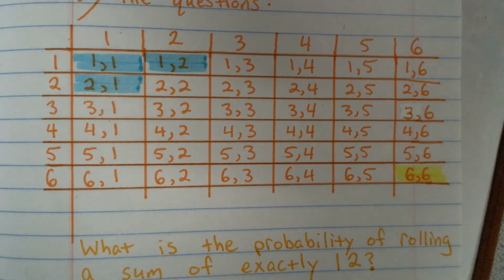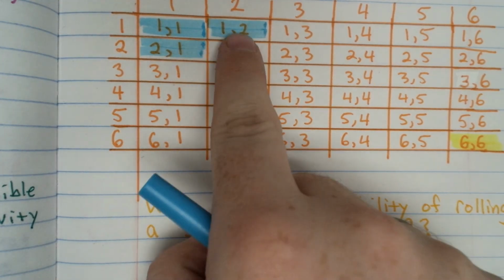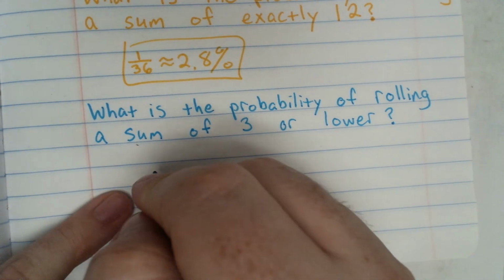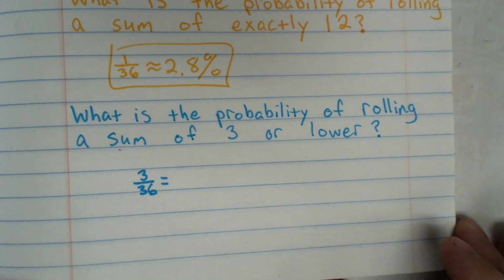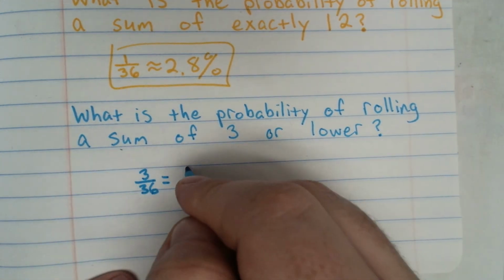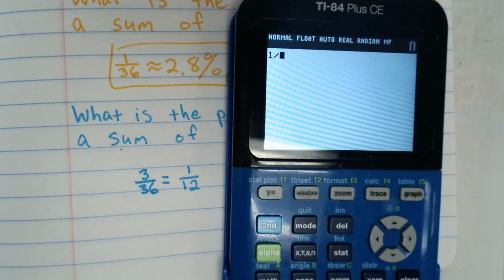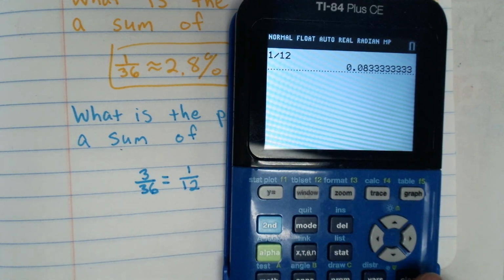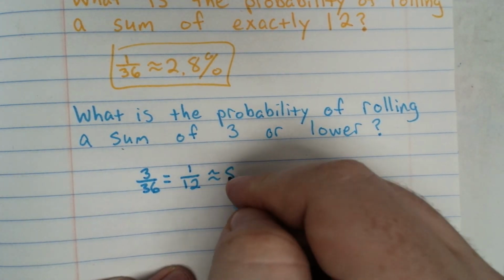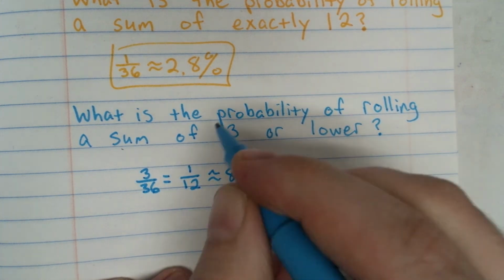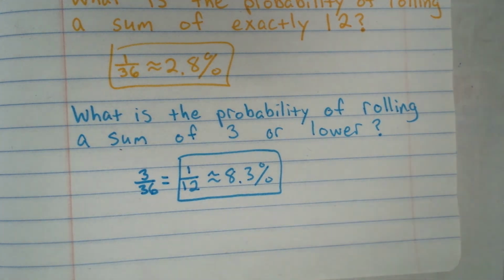So for the probability of rolling a sum of 3 or lower, there were 3 elements out of the 36 in the sample space. I can simplify this fraction because 3 goes into 36 12 times, so this is 1/12. And 1/12 is 8.3 repeating, so about 8.3% if we want to express it as a percentage. So there are two ways I can express the correct answer for this one.